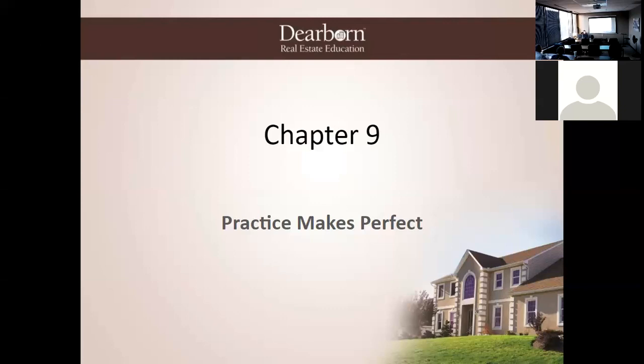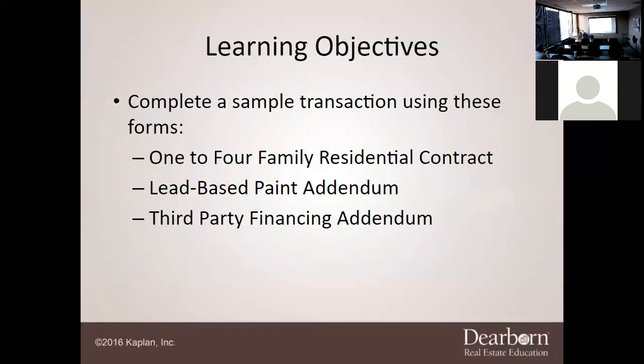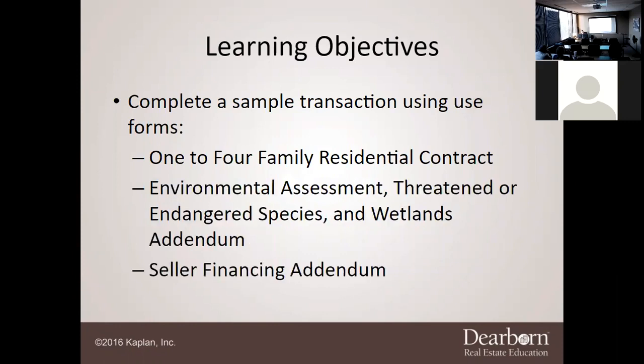Let's start off with our learning objectives tonight. Our first learning objective is we're going to complete a sample transaction using these three forms that we've already gone through: the 1-to-4 family residential contract, the lead-based paint addendum, and the third-party financing addendum. That'll be our first matter we're going to work with.